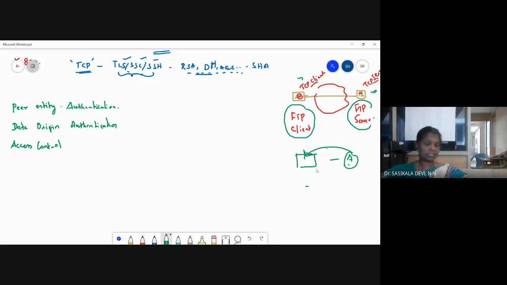Access control decides how much time the system, software, or resource can be utilized by the user, how much, how, and when. All of those are decided by the second type of service called access control. I'm sorry, it's not a mechanism, it's a security service. We are talking about security services. There are five major security services: peer entity authentication, data origin authentication, access control.